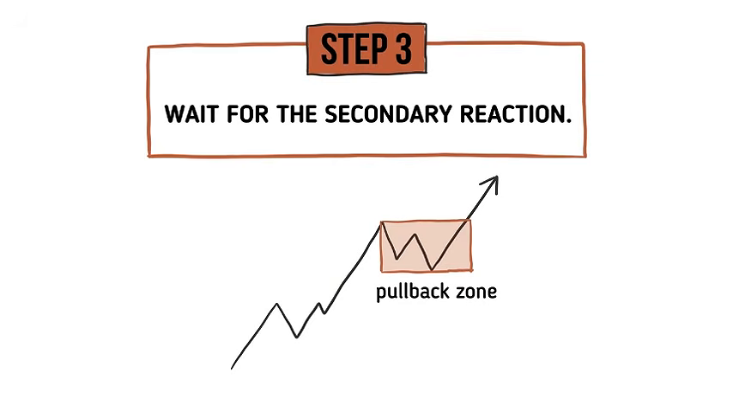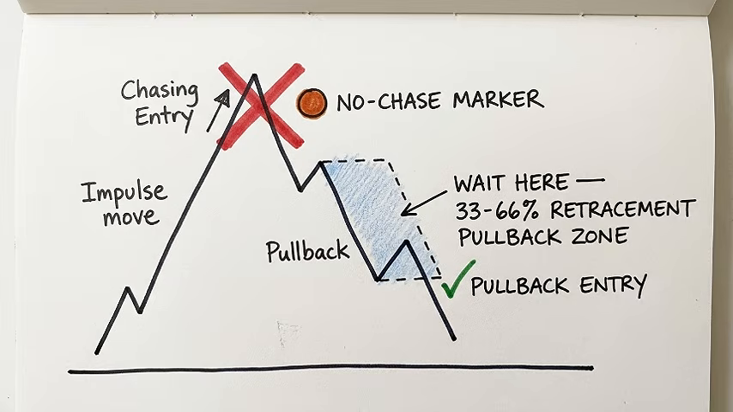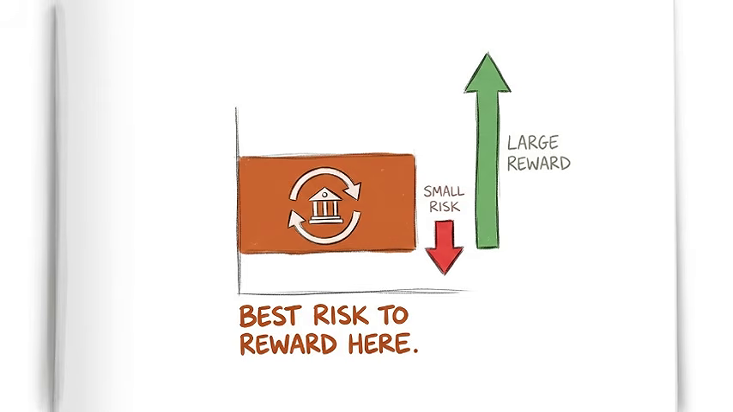Step 3. Wait for the secondary reaction. Never chase impulse moves. Wait for the pullback. Secondary reactions in primary trends typically retrace 33 to 66% of the previous impulse. If you use Fibonacci tools, that corresponds to the 38.2 and 61.8 levels. This is where smart money reloads. This is where your risk to reward is best. Entering into an impulse chases the worst possible price. Entering into a pullback within a primary trend gets you the best possible price with the trend working in your favor.